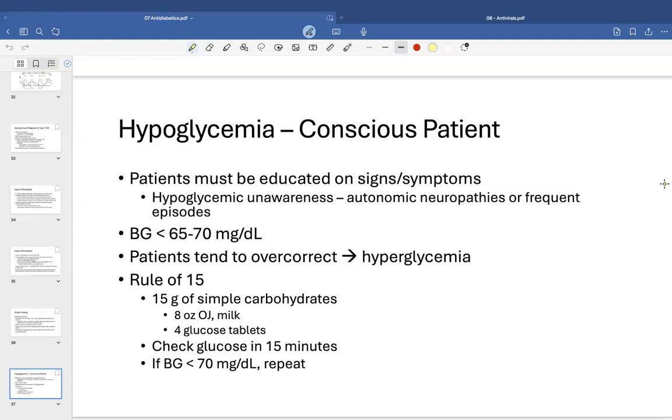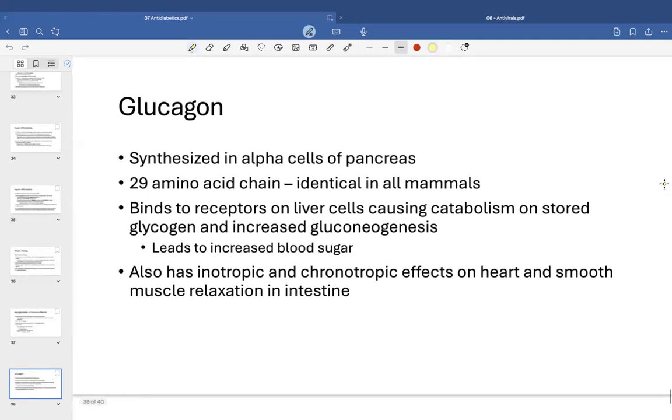Glucagon is a pancreatic hormone, just like amylin and insulin, except here it's secreted from the alpha cells of the pancreas. Glucagon is a shorter chain than insulin. It's a 29 amino acid chain, and it happens to be identical in all species. So you don't have pork glucagon or beef glucagon that's different from human glucagon, the way you do with insulin. Glucagon is glucagon, regardless of the species it comes from.